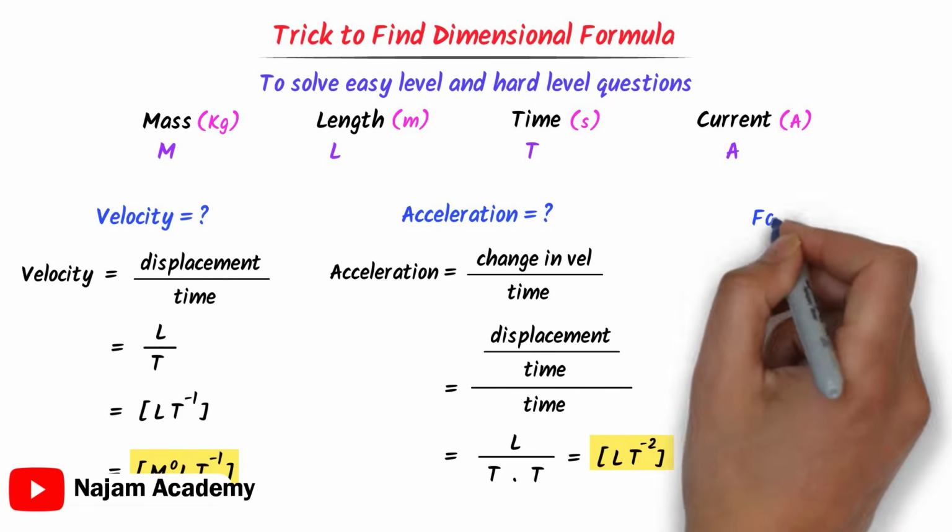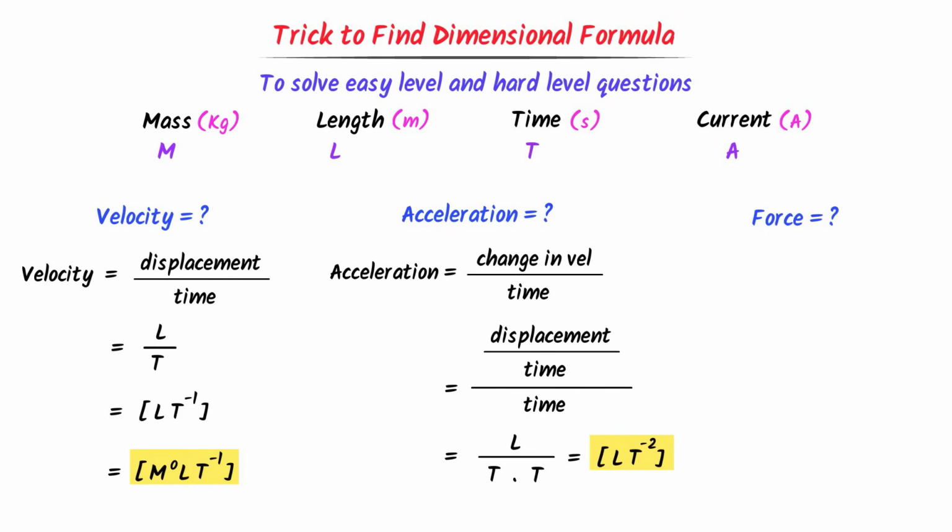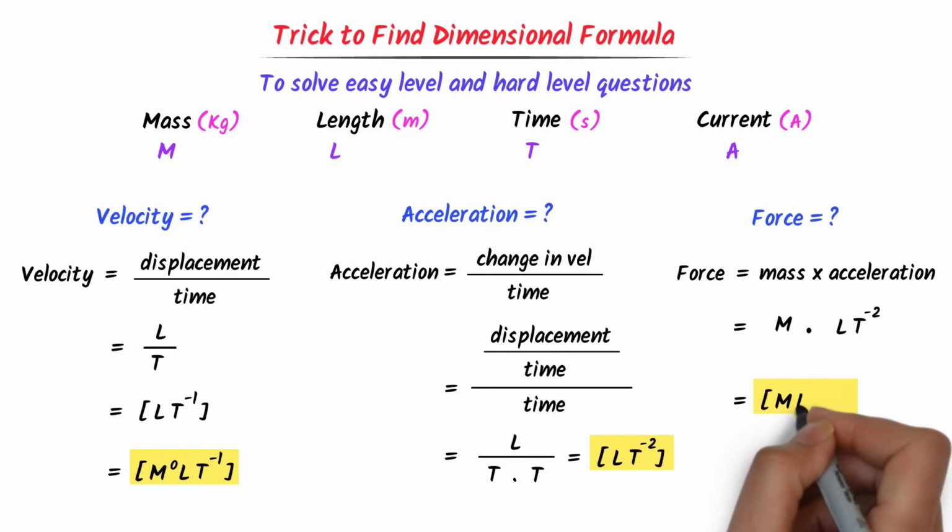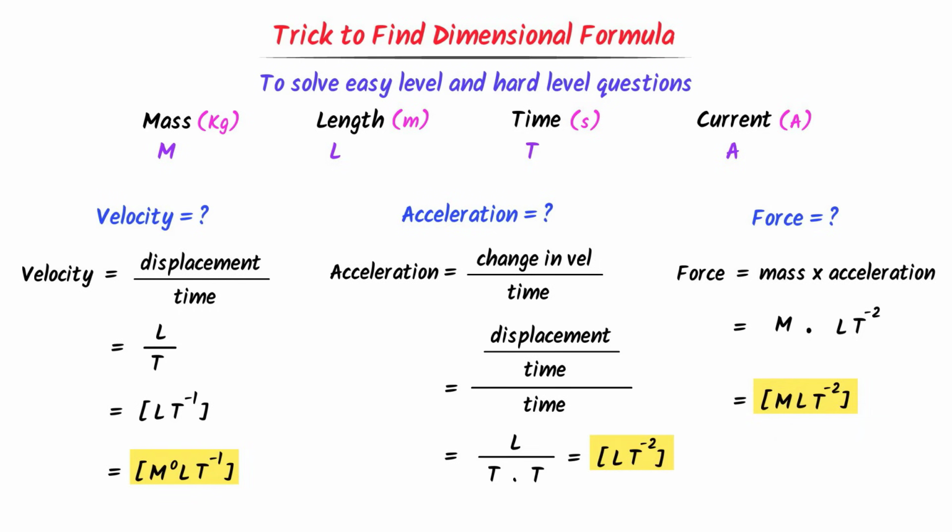Thirdly, find the dimensional formula of force. Well, we know that force is equal to mass into acceleration. The dimensional symbol of mass is M, and we have already calculated the dimensional formula of acceleration, which is L T^-2. I get M L T^-2. Hence the dimensional formula of force is M L T^-2. Note down all these dimensional formulas which I will directly use in hard level questions.